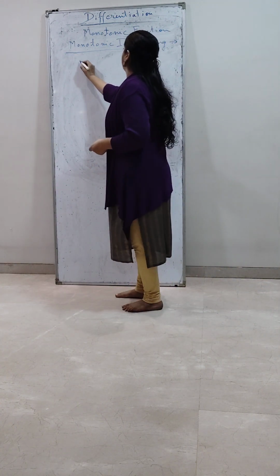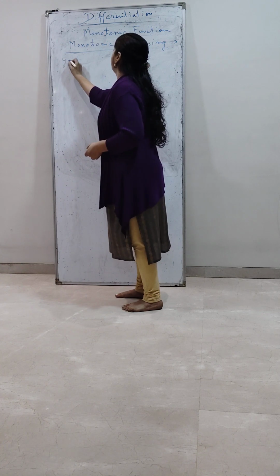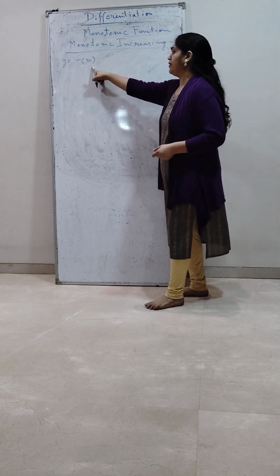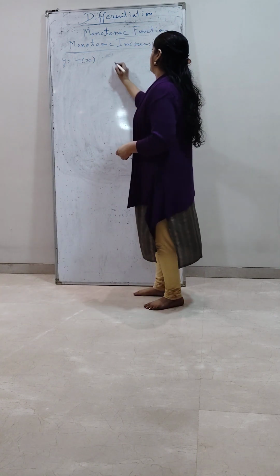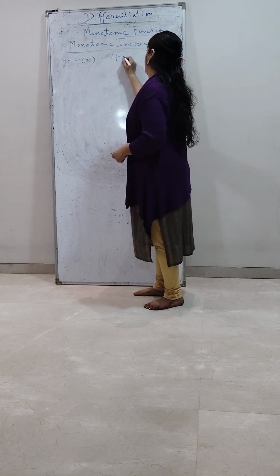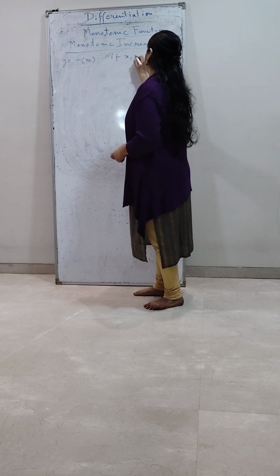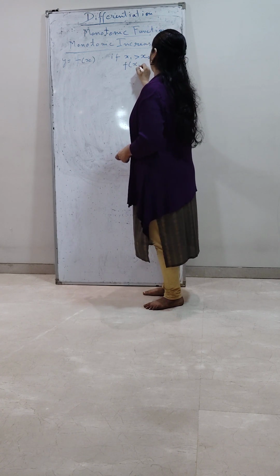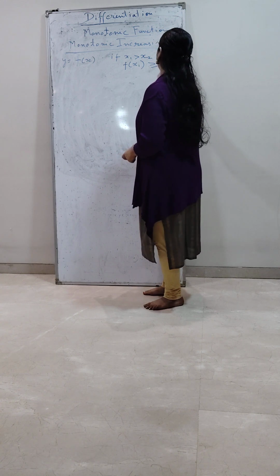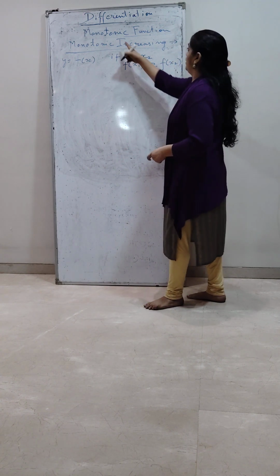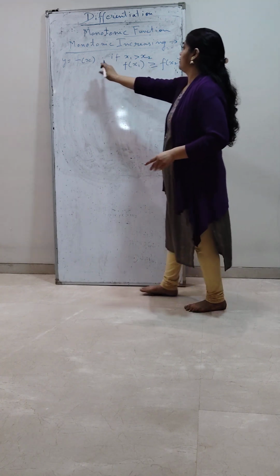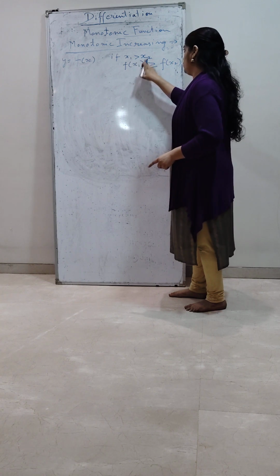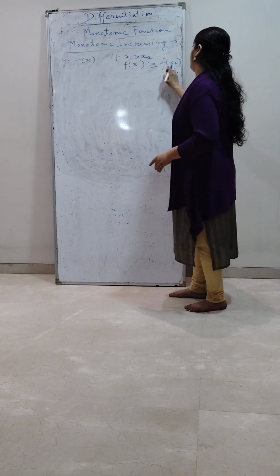How? Suppose y is a function of x, meaning x is the independent variable and y is the dependent variable. If x1 is greater than x2, then f(x1) is also greater than or equal to f(x2) in a monotonic increasing function. This f(x) will be said to be monotonic increasing if x1 is greater than x2, then f(x1) is also greater than or equal to f(x2).